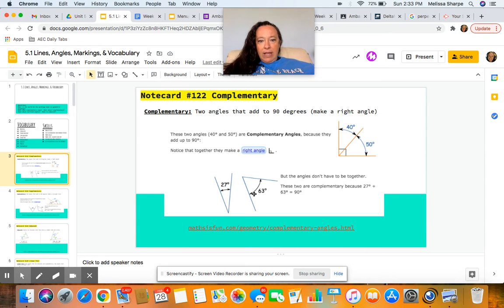And here, if you were to add 27 and 63, you would get 90 degrees. So these two angles, even though they're not sitting right next to each other, which is adjacent, another vocabulary word we're going to see, they still are complementary because they add to 90. So pause me and finish up note card 122.